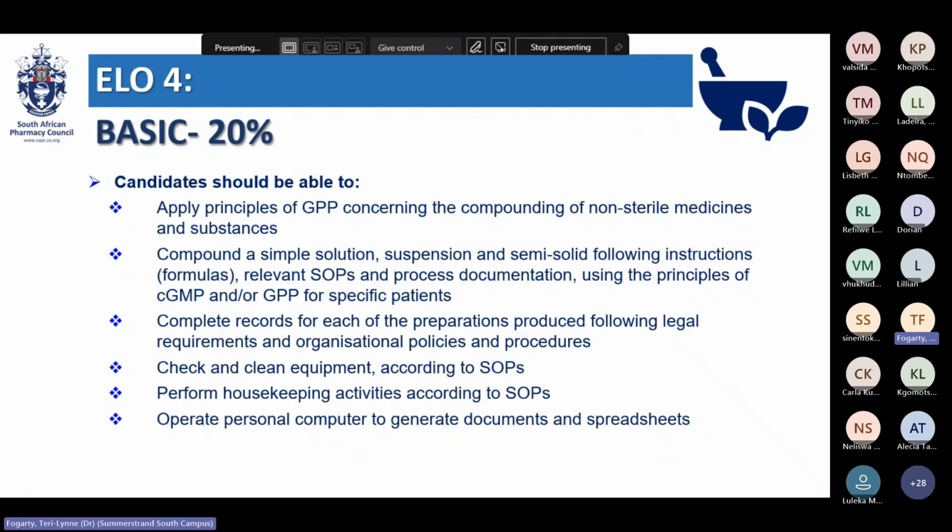But then in addition to that, you need to know about checking and cleaning equipment according to SOPs, also performing various housekeeping activities according to SOPs, and then how to operate a personal computer to generate documents and spreadsheets.